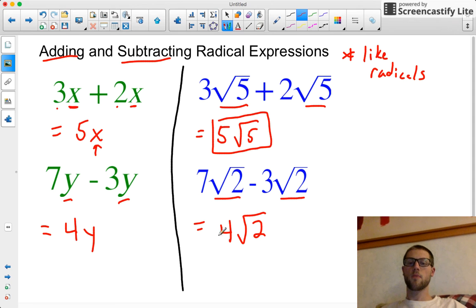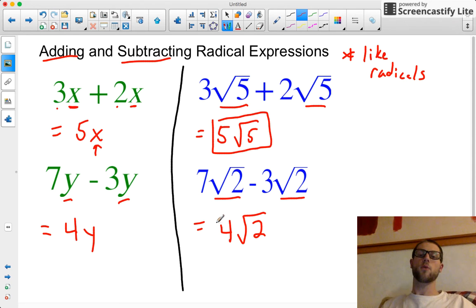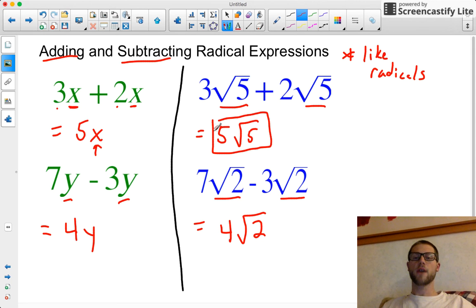And this is going to become more complicated as we go further because it wouldn't be fun if we weren't to make it a little more interesting. But for now, the key foundation is you can only add and subtract like common radicals when they have the same radical expression.